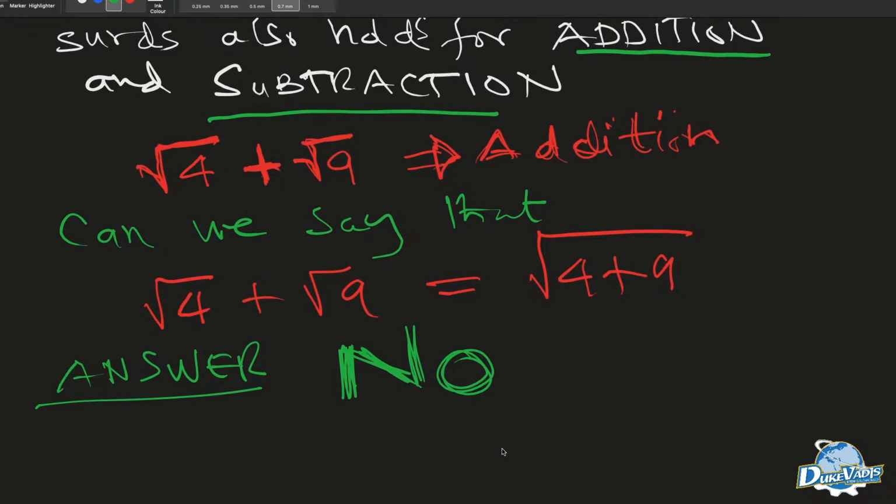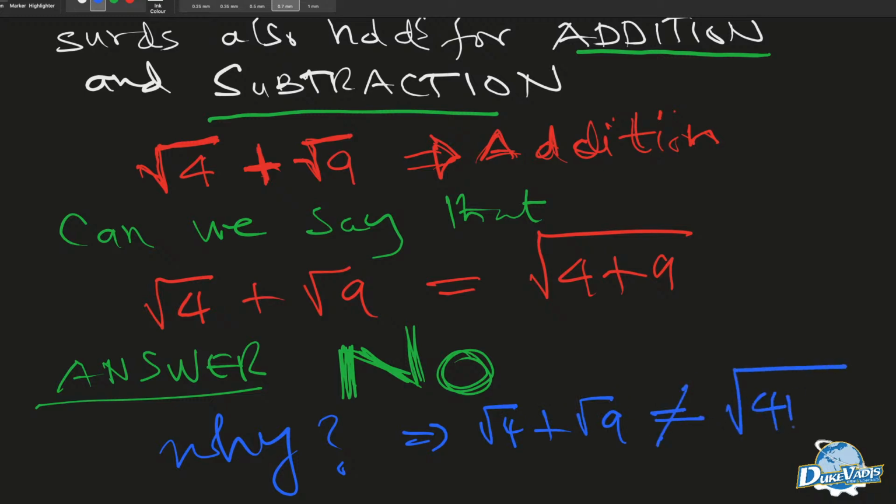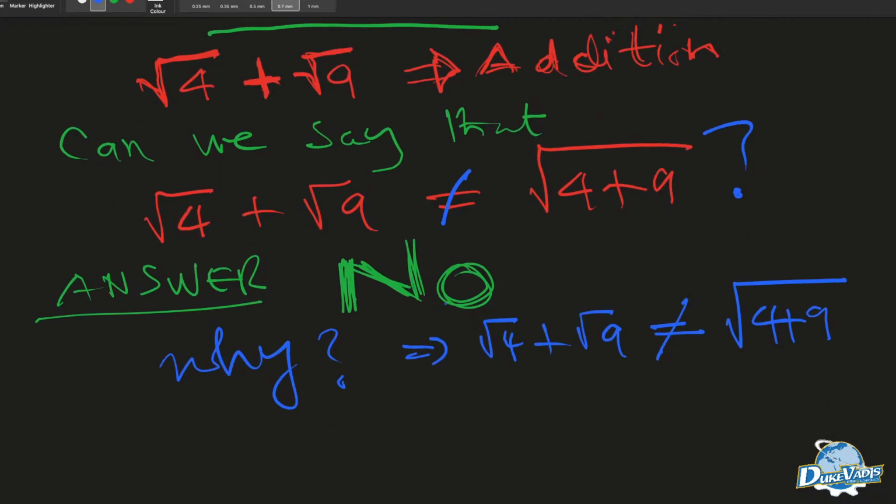Why? Somebody's asking me why. Is it that the square root of 4 plus the square root of 9 is not equal to the square root of 4 plus 9? Somebody doesn't understand. The rule is that the addition of surds does not hold. So this is questionable. I'm going to explain the reason why. Because square root of 4 plus square root of 9 cannot be written or agreed to be the same. Now let's look at why they are not the same.